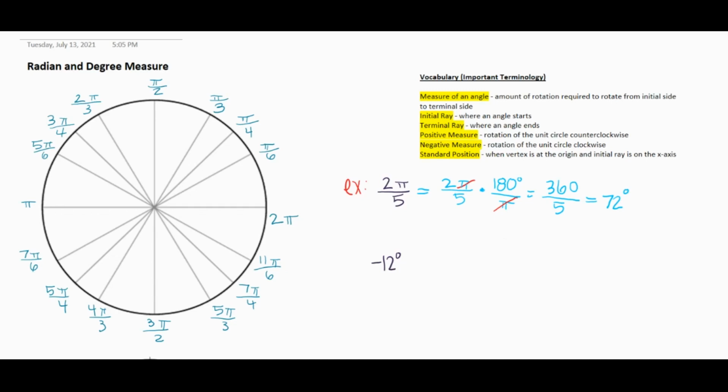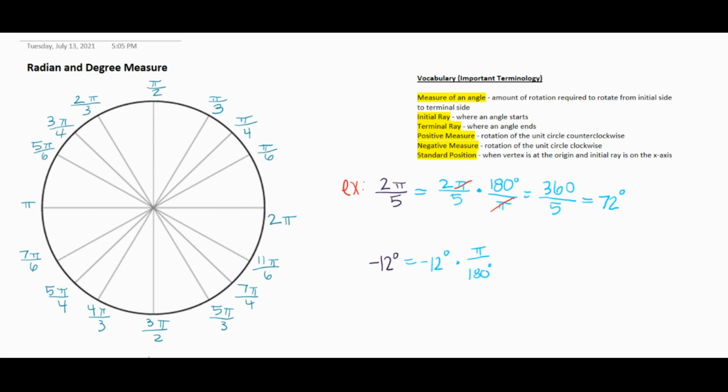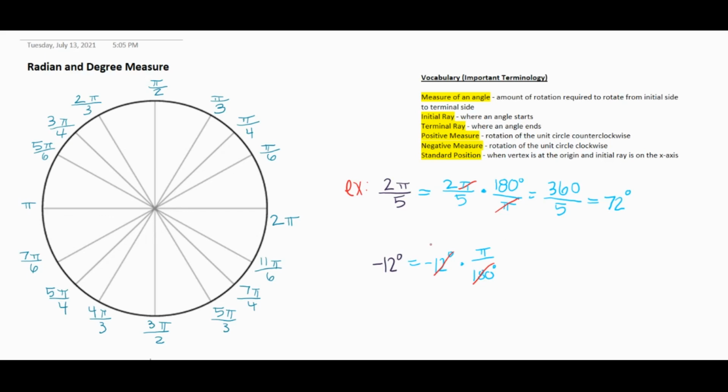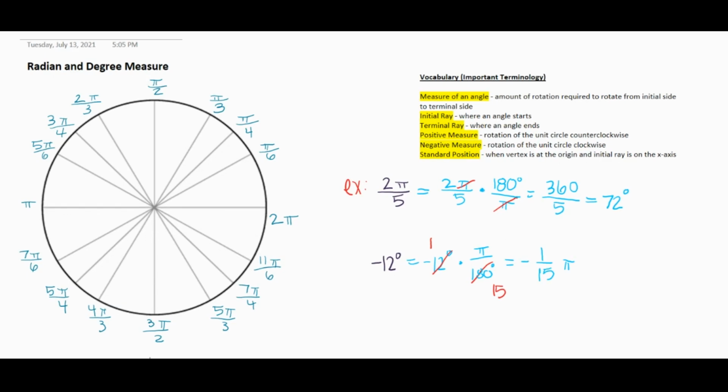Next, we will convert negative 12 degrees into radians. This can be done by taking negative 12 degrees and multiplying it by pi over 180 degrees. Now you can simplify the negative 12 and the 180 degrees, making 12 into 1 and 180 degrees into 15. Therefore giving you negative 1 over 15 pi.